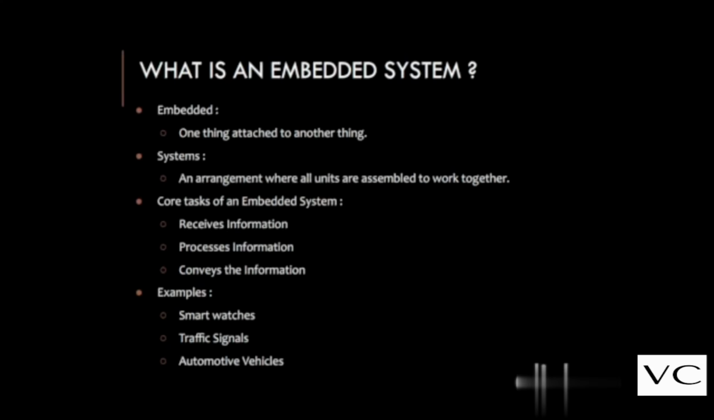Now in our day-to-day life we see n number of embedded system examples. Let's say our smart watches, traffic signals, or automotive vehicles. All these systems have one thing in common: they are supposed to do one specific job. They are independent of human intervention.